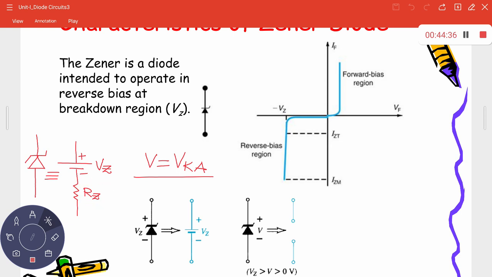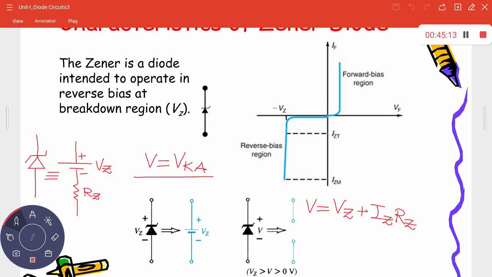And if you have a slope, that means apart from VZ, you have some RZ also present. That is the resistance. So ultimately, the voltage difference between this point and this point is no longer exactly equal to VZ, rather it is VZ plus the current which is flowing, say IZ, multiplied with RZ. Remember that the RZ value is not that much. Ideally, it should be zero.